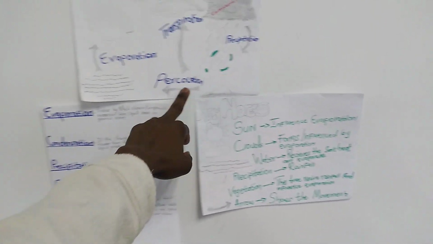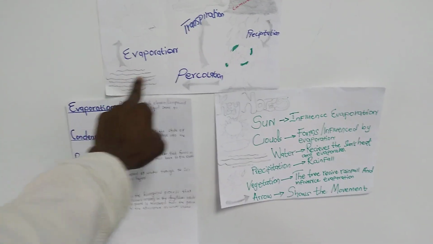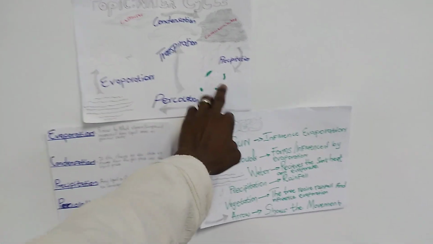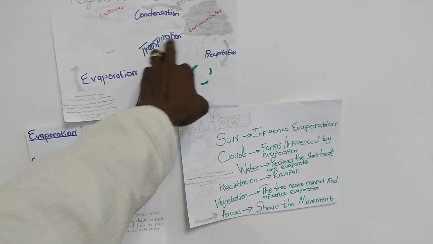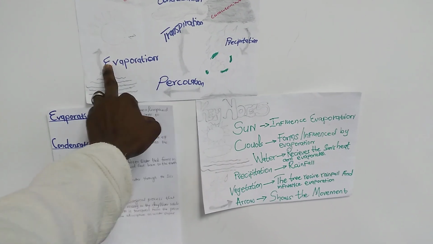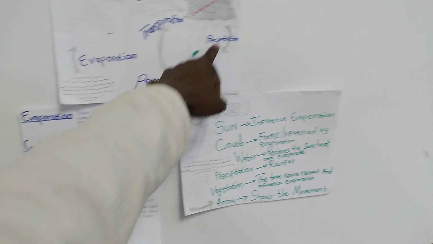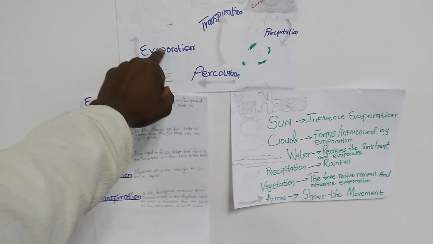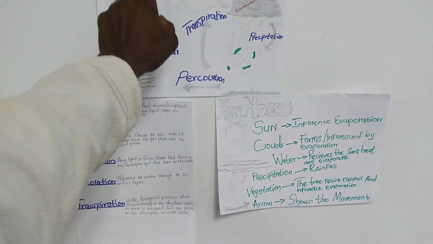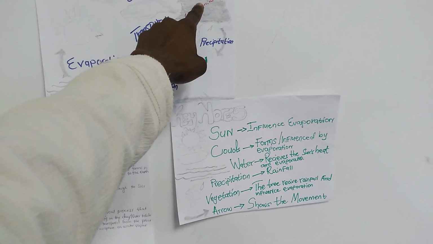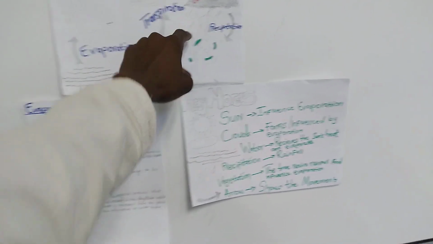So after rain has taken place, the sun again will heat up the ground, and will also heat the vegetation, and transpiration will take place, evaporation will take place, percolation will take place as it rains, and then from evaporation, condensation will take place. Now the gas is being released back in liquid form.